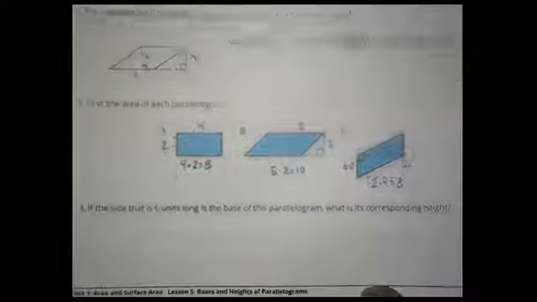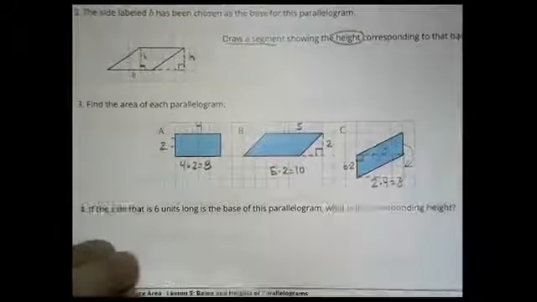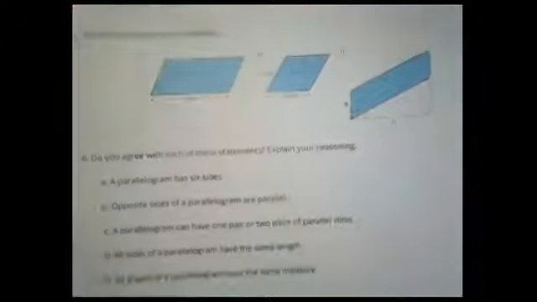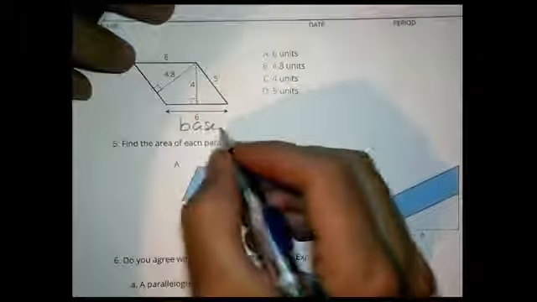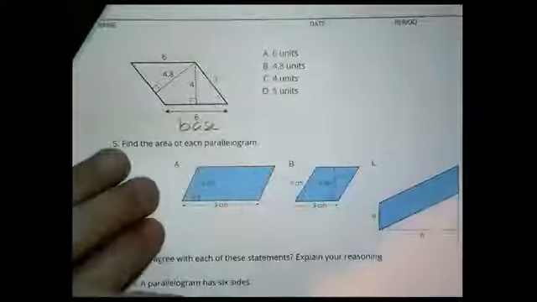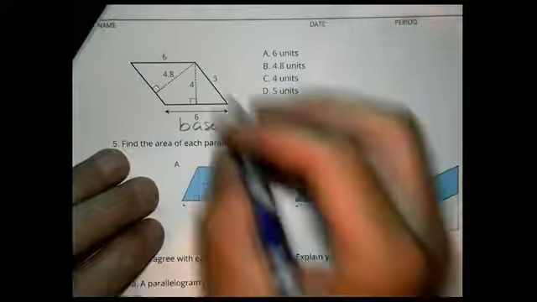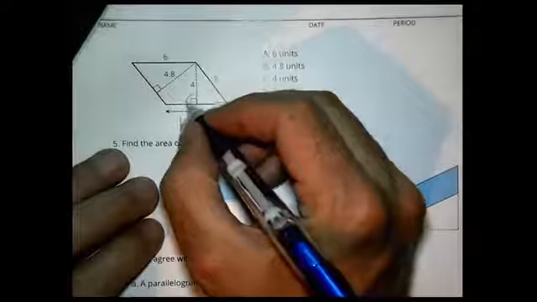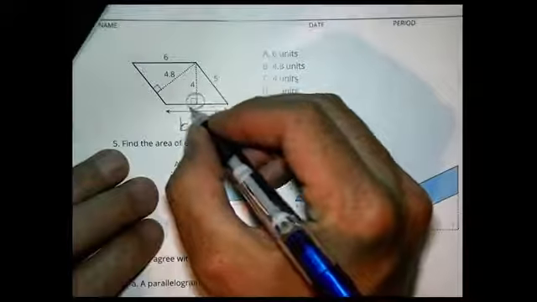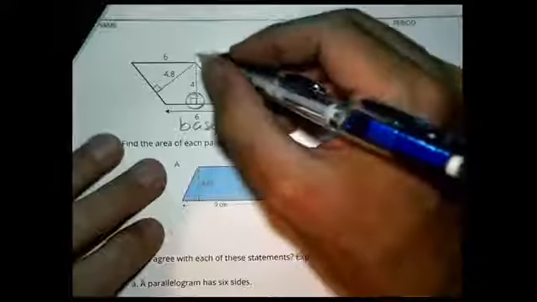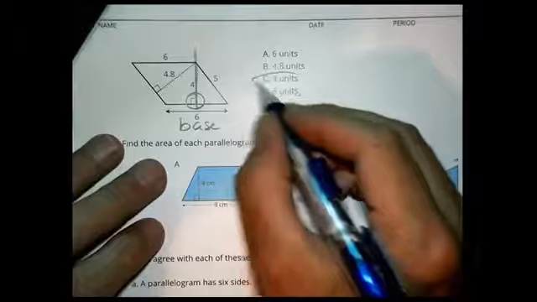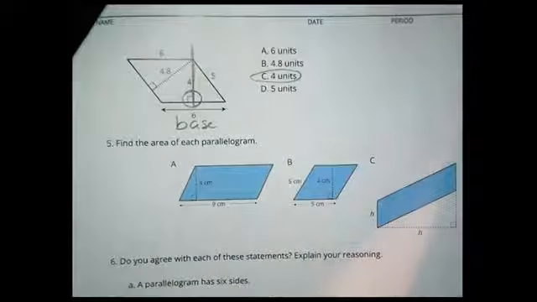If the side that is 6 units long is the base of this parallelogram, what is the corresponding height? So if the side of 6 is the base, what is the height? So let's take a look here. If this is considered to be the base, then which one is the height? The height is the line that has to come down and make a 90-degree angle, perpendicular to the base. So the only line that does that is this one right here, and that has a value of 4 units. That becomes our height.